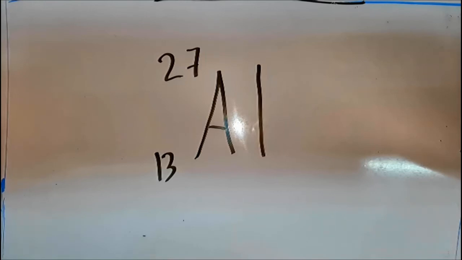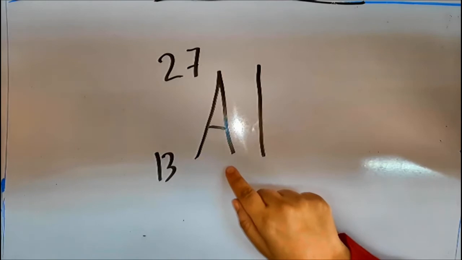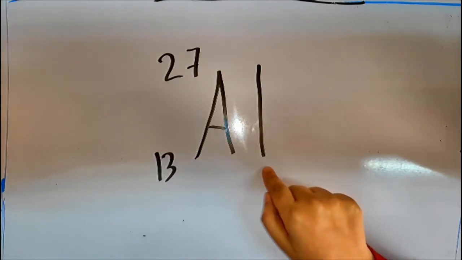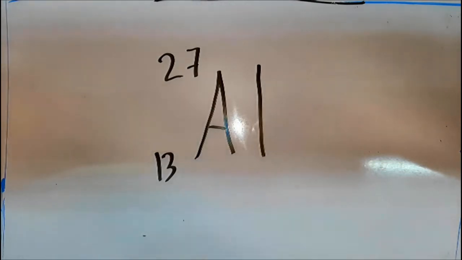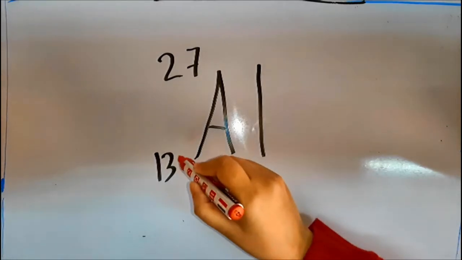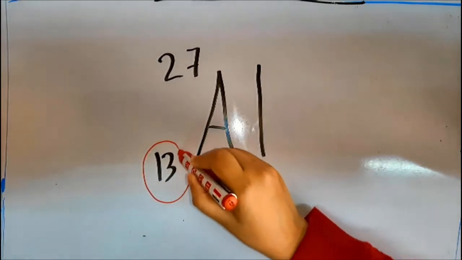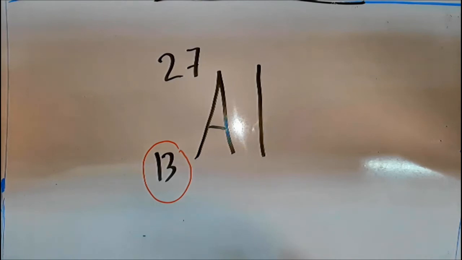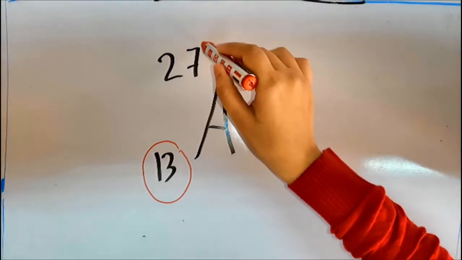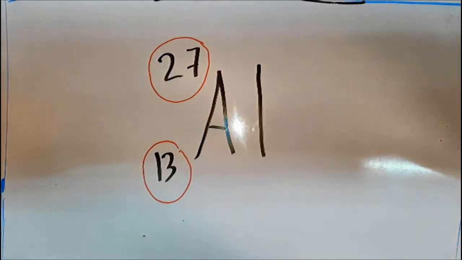As you see, this is the symbol of aluminum. The symbol of the aluminum is Al. As we studied in the last lesson, we write the first letter in capital and the second letter in small. As you see, I write two numbers. The first one is on the left side below the element, and the other number is on the left side but above the element. What are those two numbers?